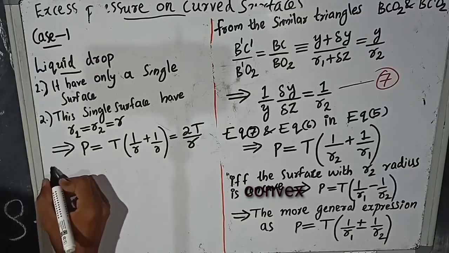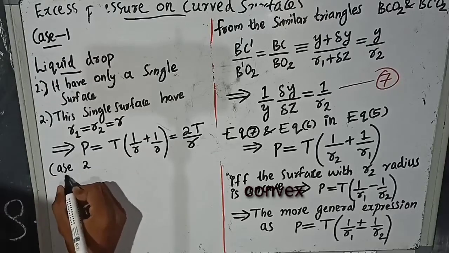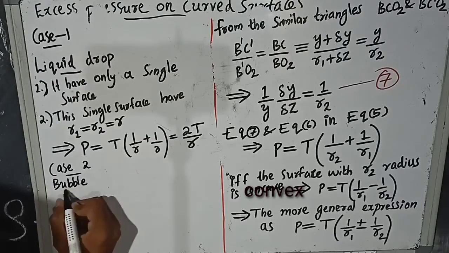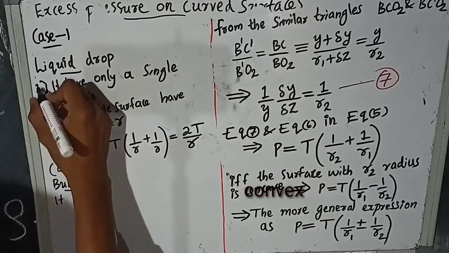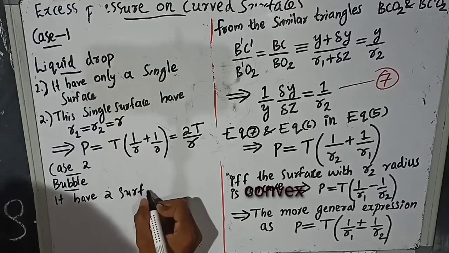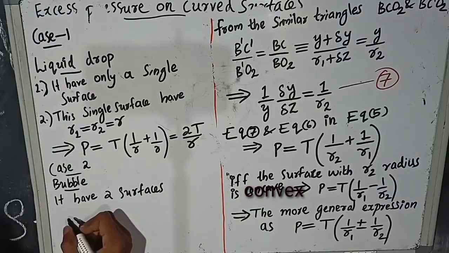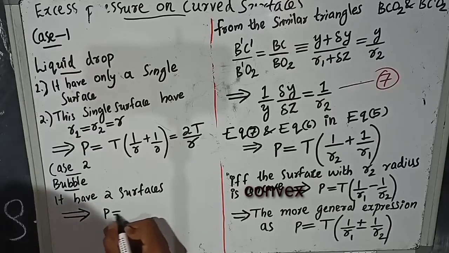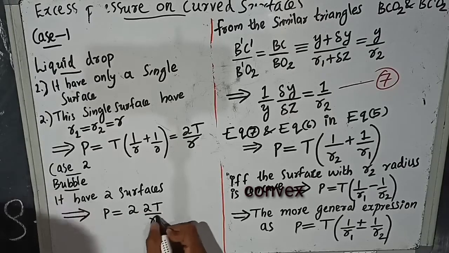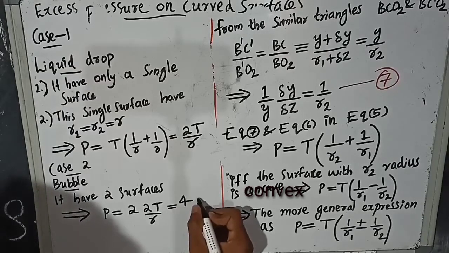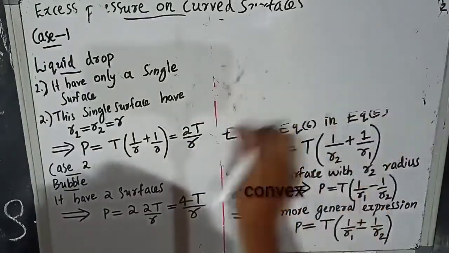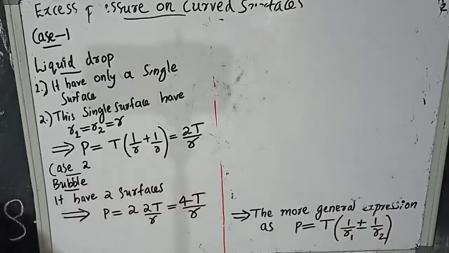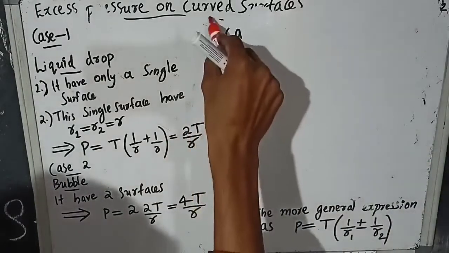Let us take the bubble as our case 2. A bubble has two surfaces. These two surfaces have uniform curvature throughout their area. So we can simply write the excess pressure P as 2 times 2T over R, which is equal to 4T over R.